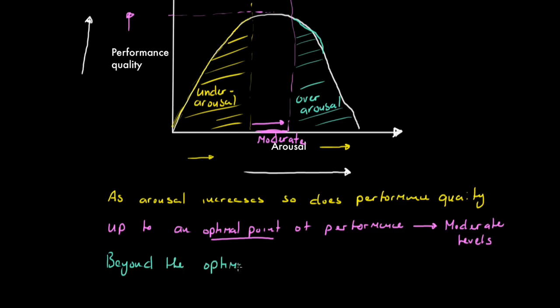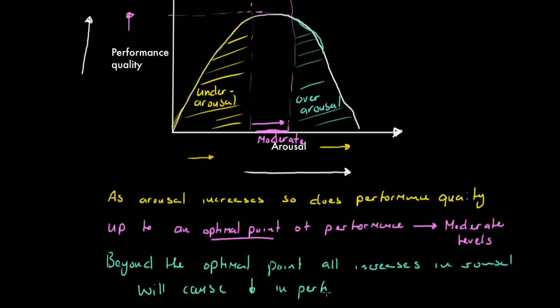So we also want to say down here that beyond the optimal point, all increases in arousal will cause a decrease in performance. Let's just say will cause a down arrow in performance. And we can see that, right? The more aroused we get, the performance level drops and drops and drops, and we call that over arousal. So performance quality actually diminishes.